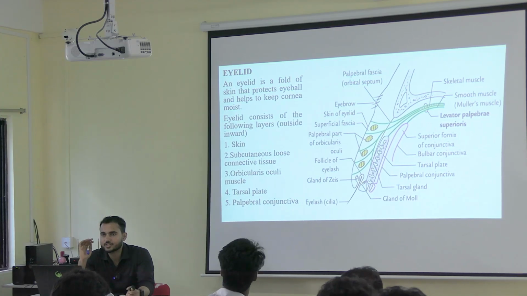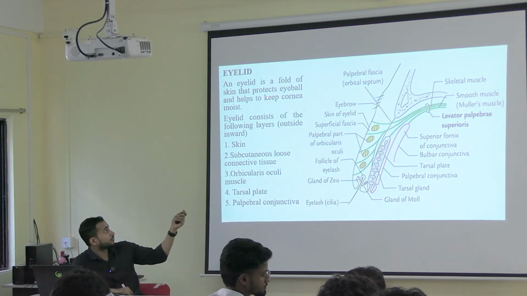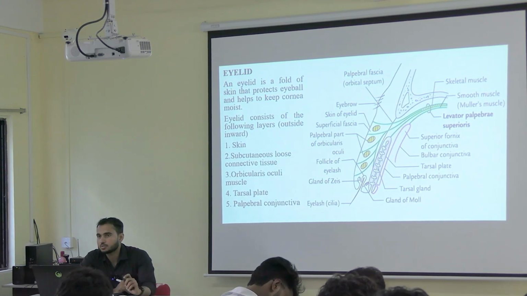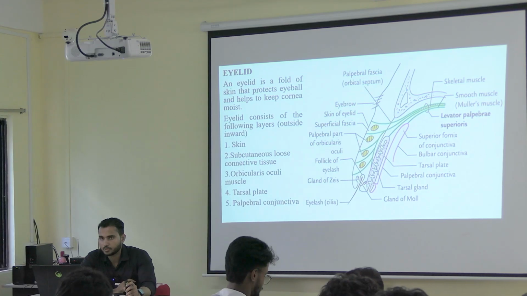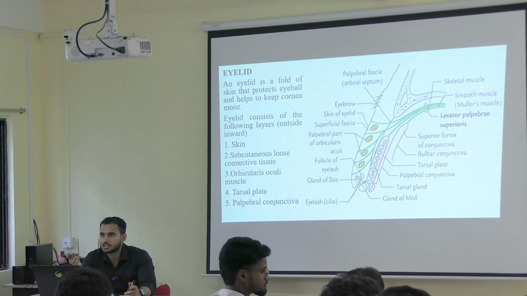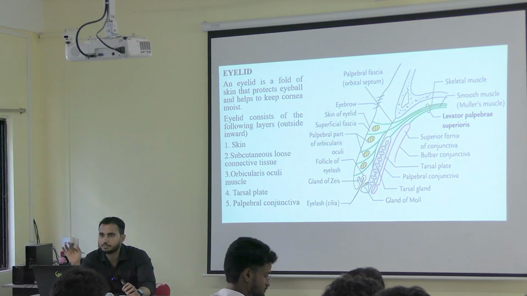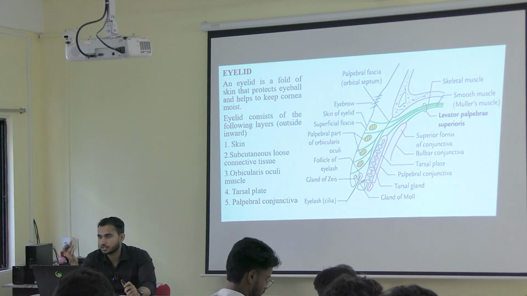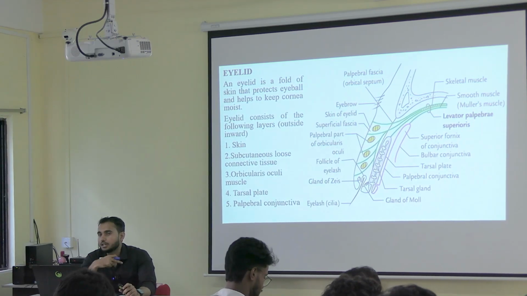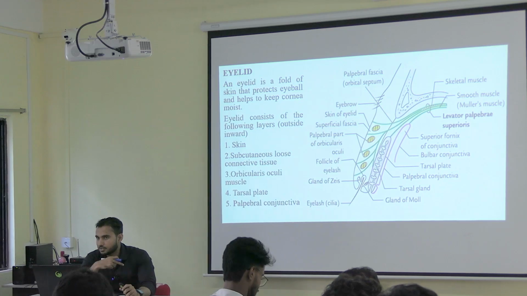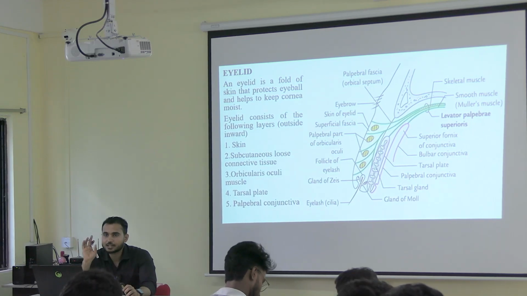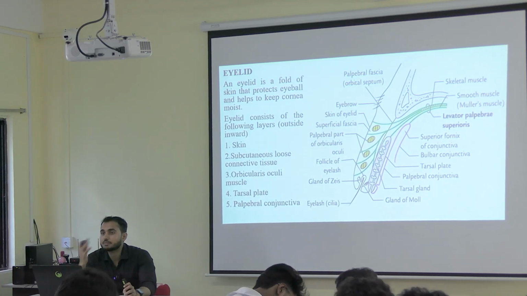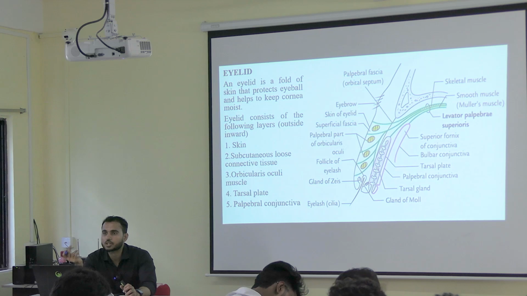So it is a fold of skin. The eyelids are a fold of skin that protects the eyeball and helps the cornea to remain moist. That is very important. In the corneal chapter we have discussed that cornea doesn't have any blood supply. But how will it remain moist? Through the secretions from the glands which are present in the eyelid. Oily secretion keeps the cornea moist and prevents the evaporation of the thin film fluid from the cornea.